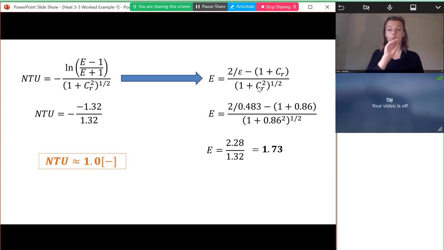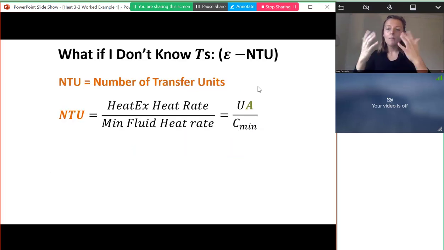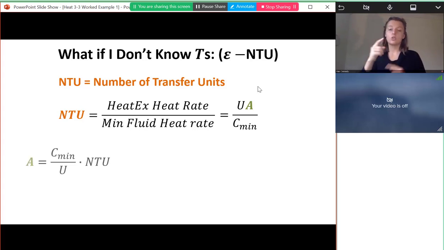So now I know how many NTU that I have, right? And now I'm going to try to use my definition of NTU to find the amount of area that I need in my heat exchanger to get the performance that I want. So I remember that the definition of NTU is equal to the effective heat transfer coefficient multiplied by the heat transfer area divided by C min. Ultimately, what I want to find here is the length of a tube pass, but that's going to be a function of the area. So here I'm going to take NTU and isolate for area.